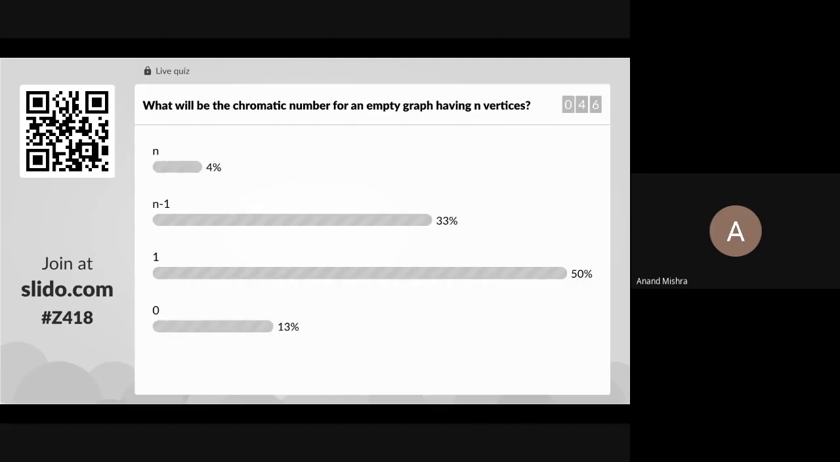Okay, one is correct. An empty graph with n vertices means there are n vertices but no edge, right? If you remember the definition of an empty graph or null graph, it has vertices but no edges. So you can use just one color, because they are not connected to each other. Even if you use the same color for all of them, it's fine. Therefore, the chromatic number is 1.